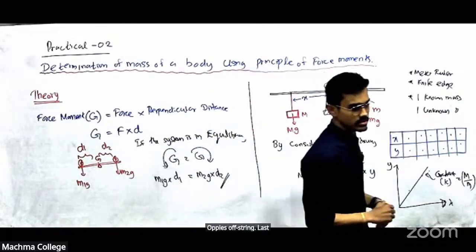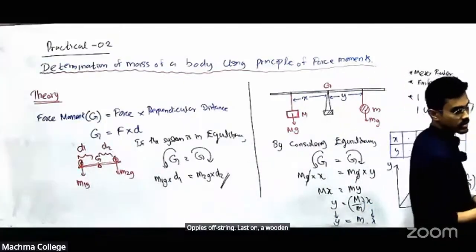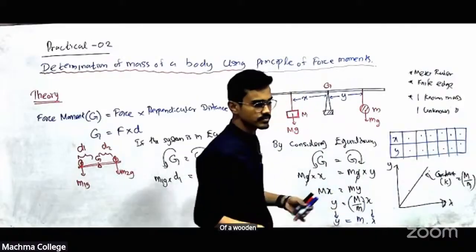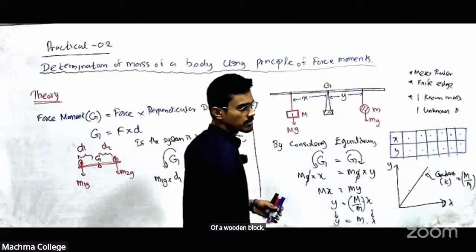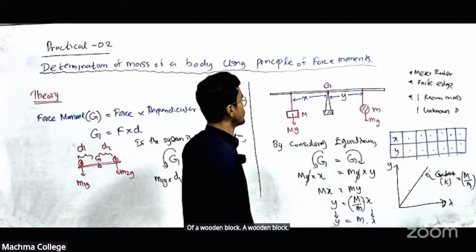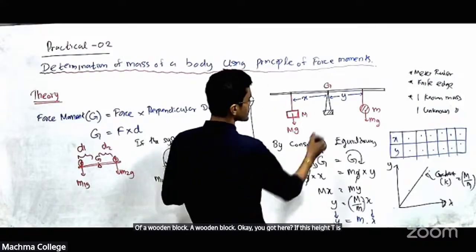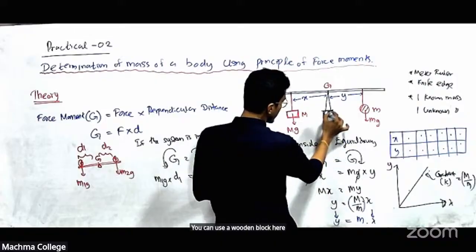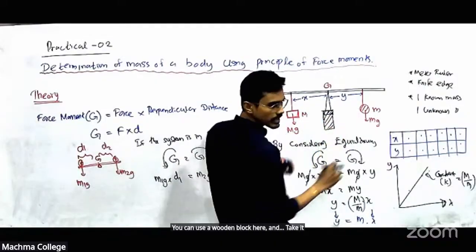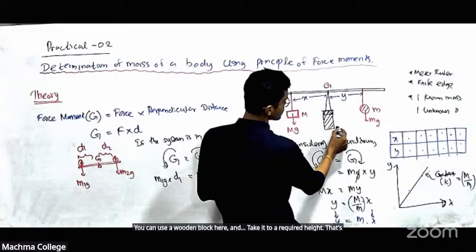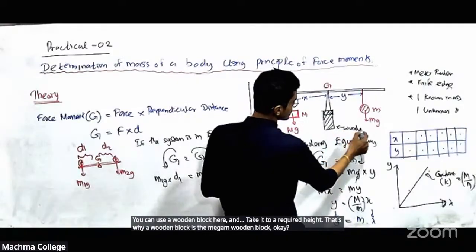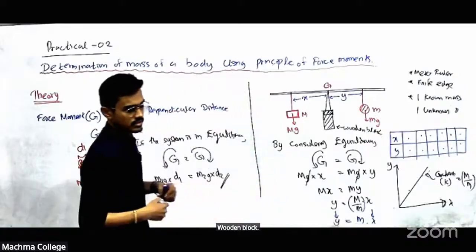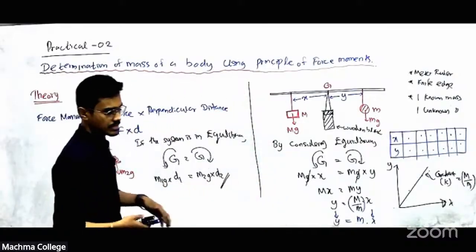Last one, a wooden block. Okay, look at here. If this height is not enough, you can use a wooden block here and take it to the required height. That's why we have the wooden block.